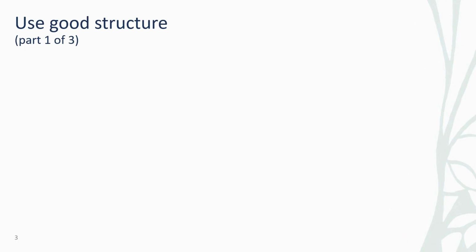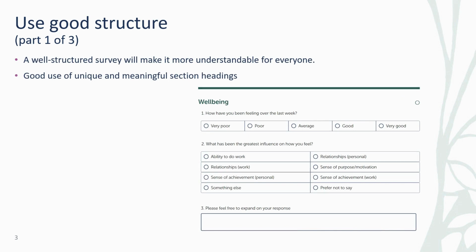Use good structure. A well-structured survey will make it more understandable for everyone. A key aspect of structure is the use of section headings within a survey. Using unique and meaningful section headings will serve to distinguish pages from one another and improve the intelligibility and navigation of the survey. Section headings are best kept short and descriptive of the page content.